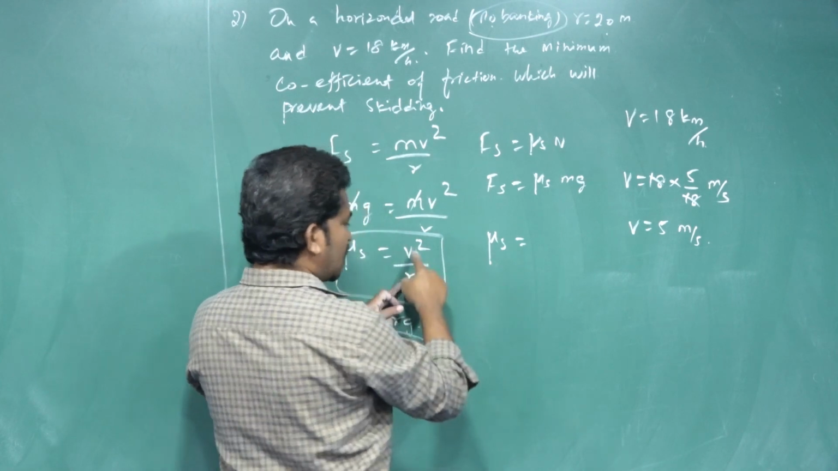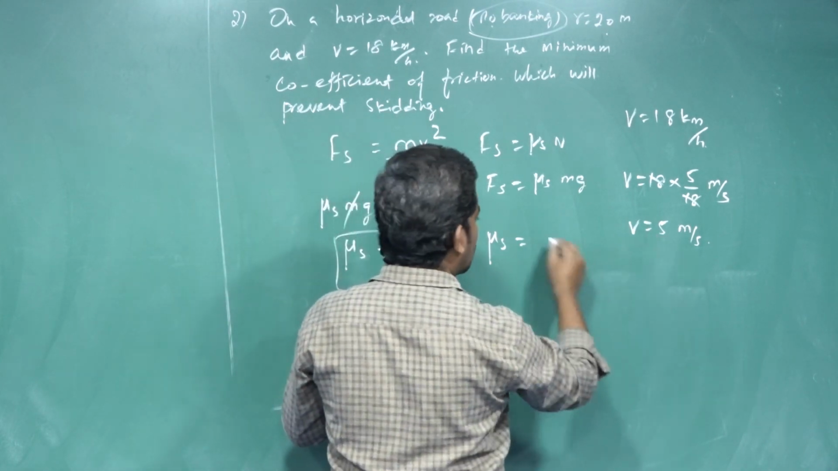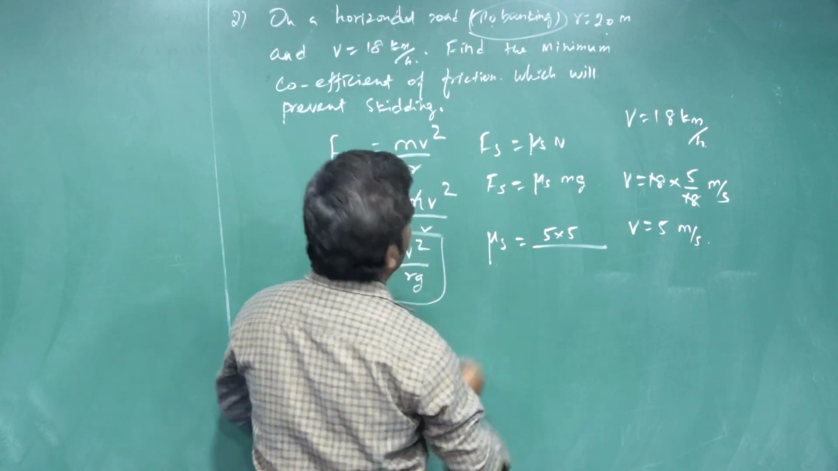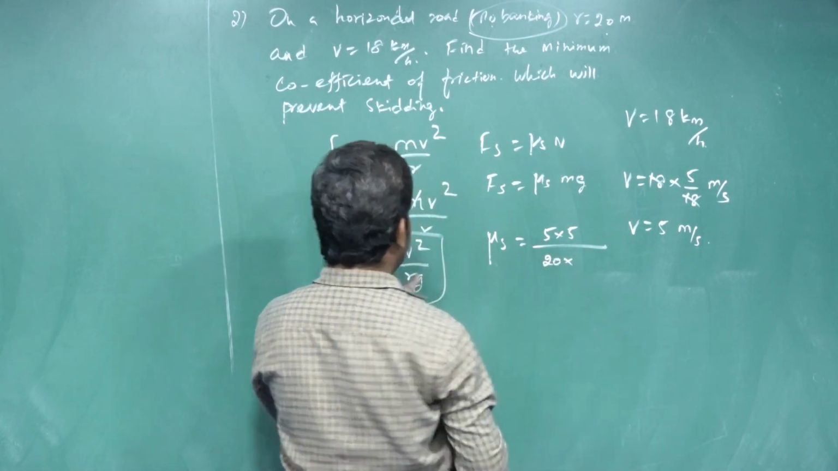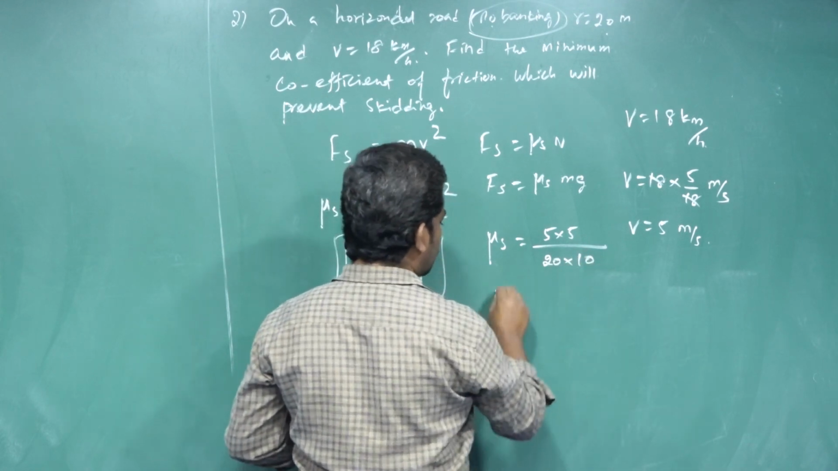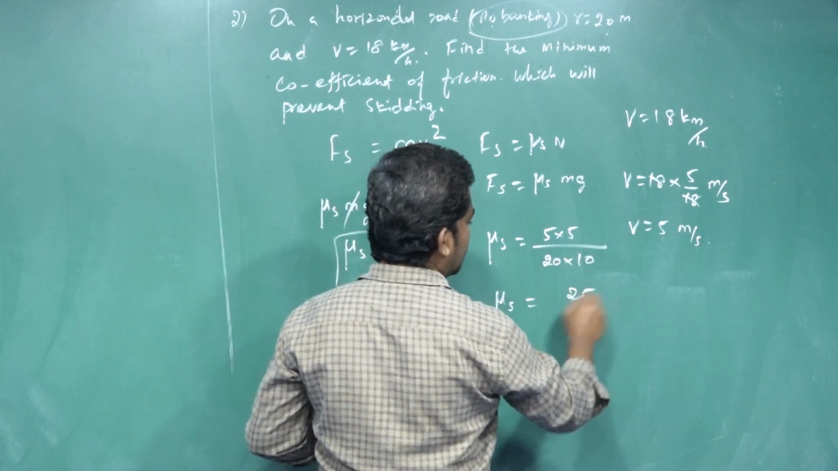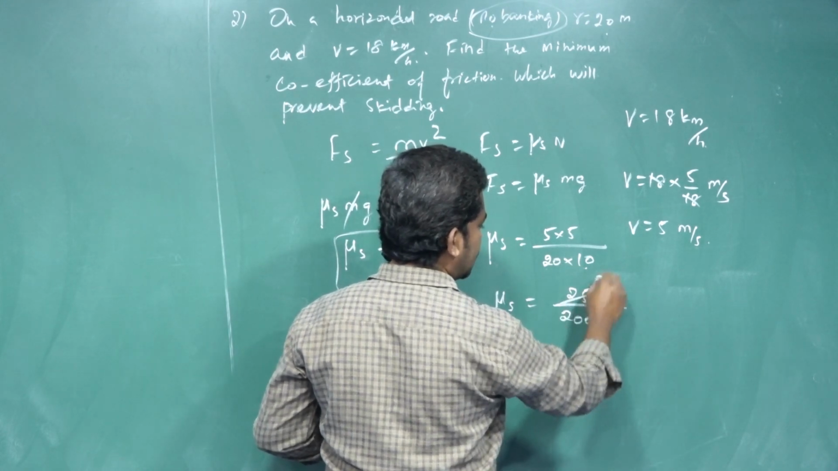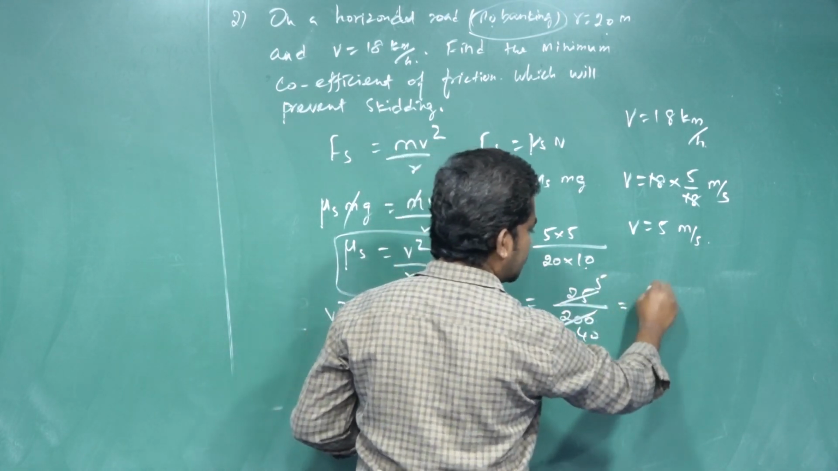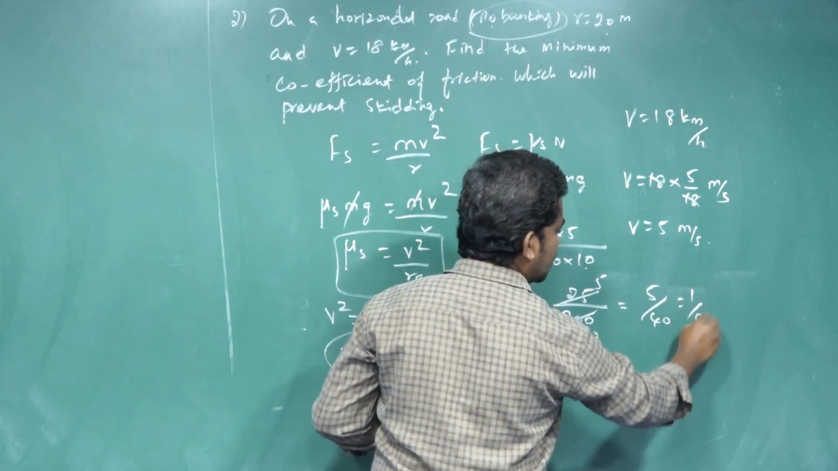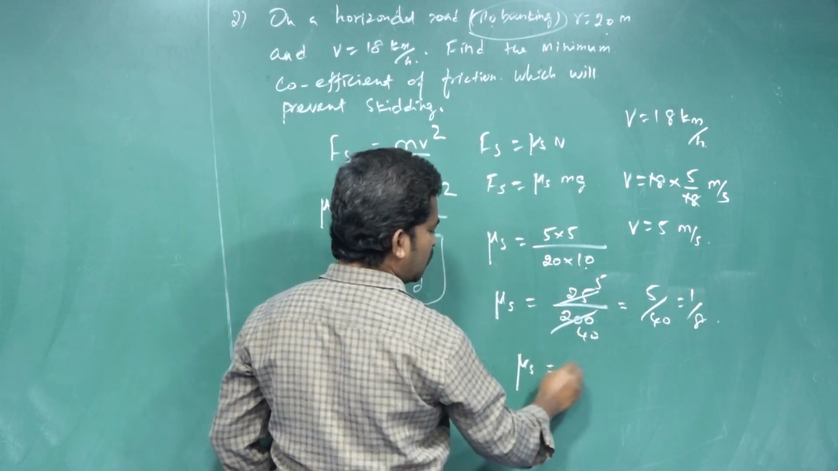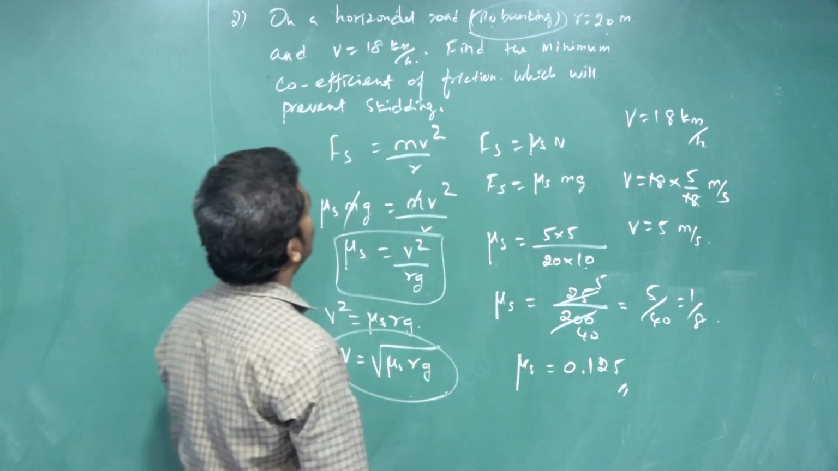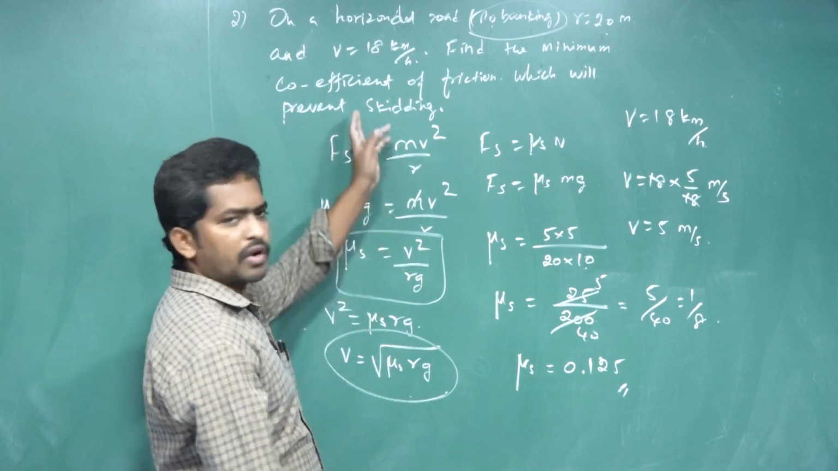So here, v square divided by rg. V square is 5 times 5, divided by R, which is 20, times g value 10. So mu s is equal to 25 divided by 200, which is 5 divided by 40, equal to 1 divided by 8. So mu s is equal to 0.125. This is the minimum coefficient of friction to prevent skidding.